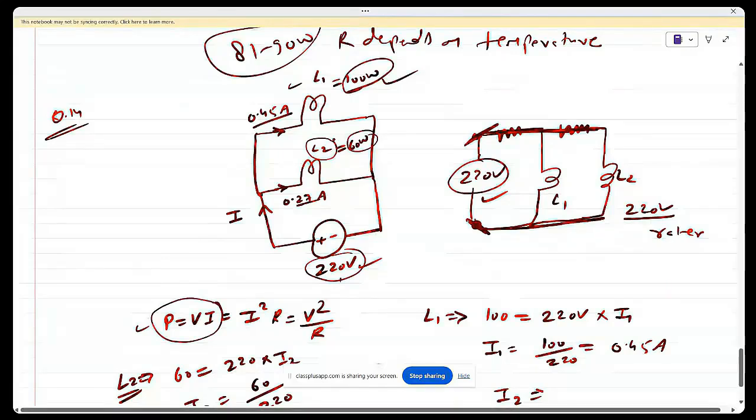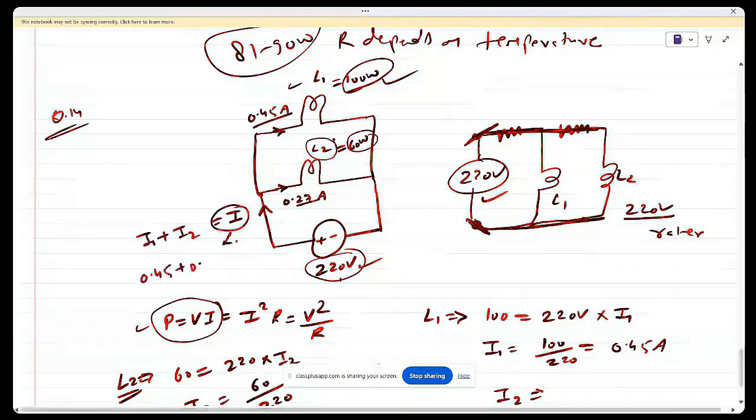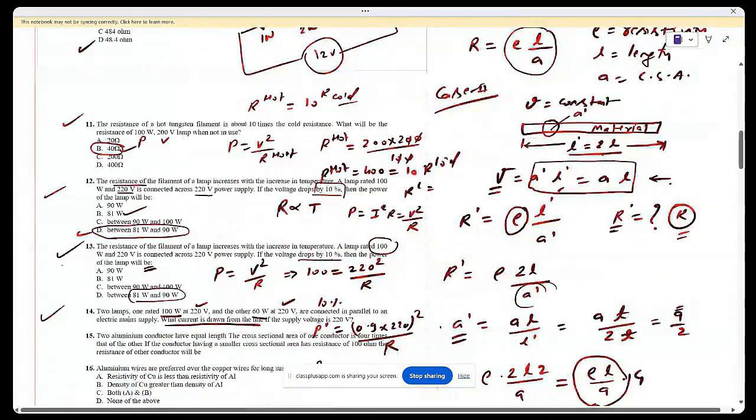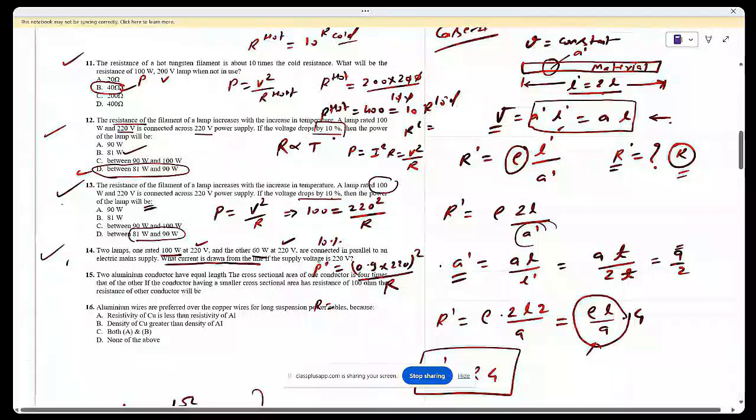This total current is I1 plus I2. It was asked, no? So this total current will be 0.45 plus 0.27, so the answer is 0.72. This total current is equal to 0.72 ampere. This is your answer. The question number 14 answer is 0.72 ampere.